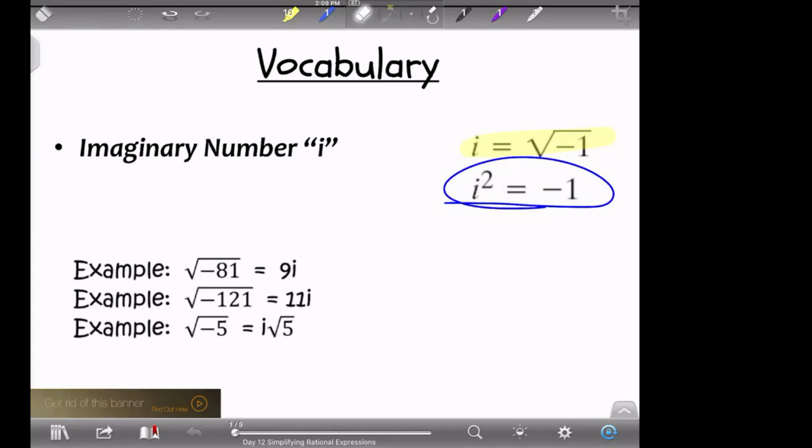The square root of 121 is 11, and then that negative comes out from underneath the square root as an i. For the last example there, we have the square root of -5. The square root of 5 we don't know, so we're just going to take that negative out and make it i times the square root of 5. And again, hopefully that's all old information that you already knew, because we're going to use it today.